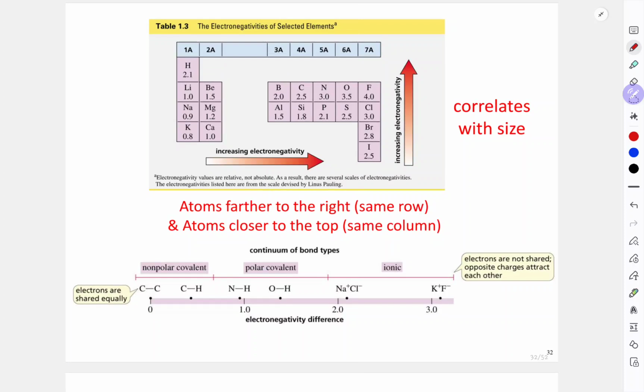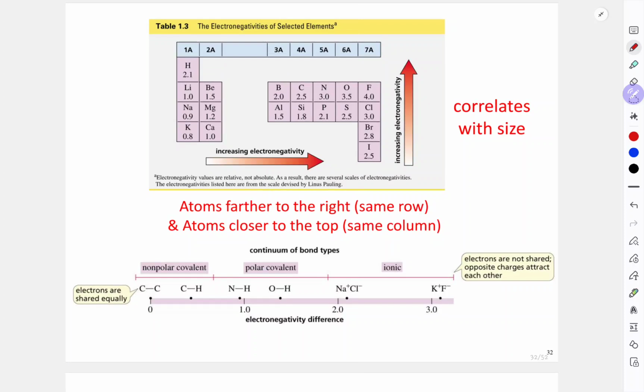And there is a metric you can refer to. If the electronegativity difference is higher than 2, you can classify that bond as ionic. If the difference is below maybe 0.7 or 0.8 or so, then you can characterize the bond as non-polar. In between, you can identify the polar covalent bond. The bonds between nitrogen and hydrogen, oxygen and hydrogen, for instance, can be classified as polar covalent bonds.